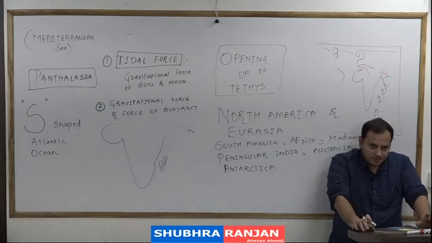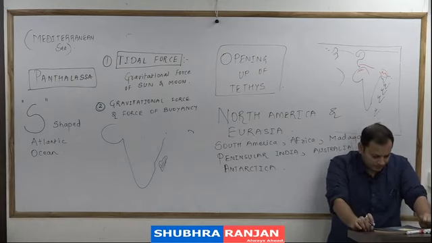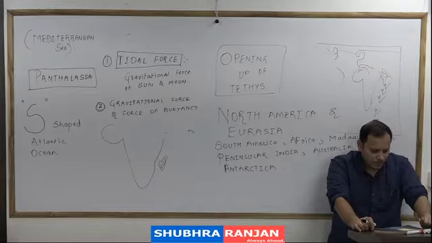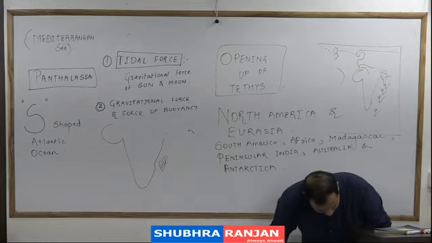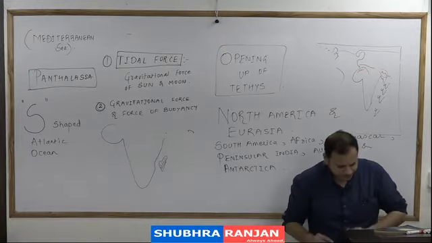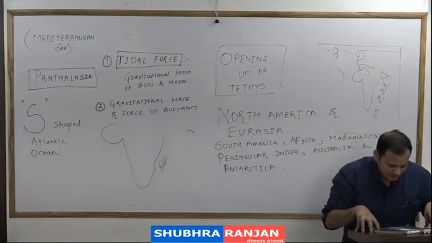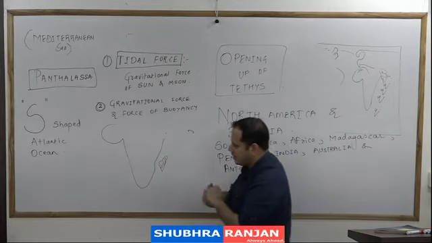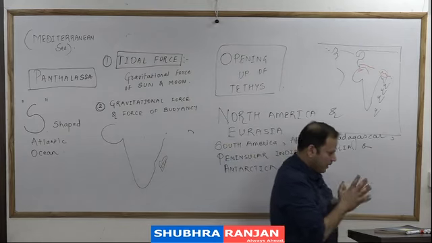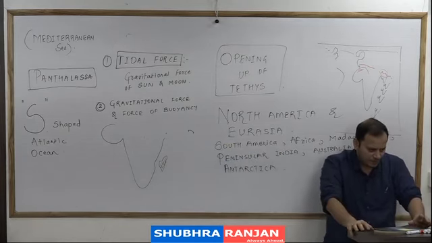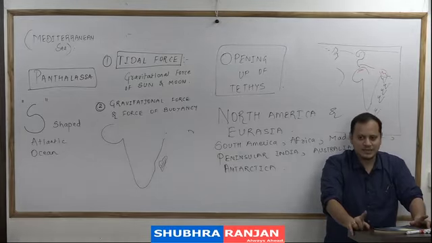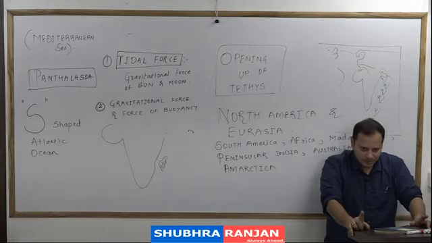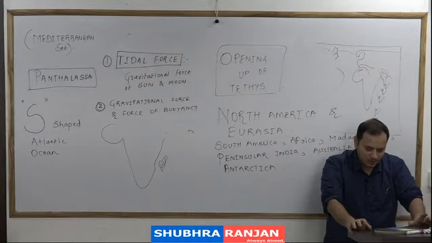Next point is, according to Wegener, while drifting, the edges of the continents, due to friction and resistance, were folded to form the mountains such as Rockies, Andes, etc.